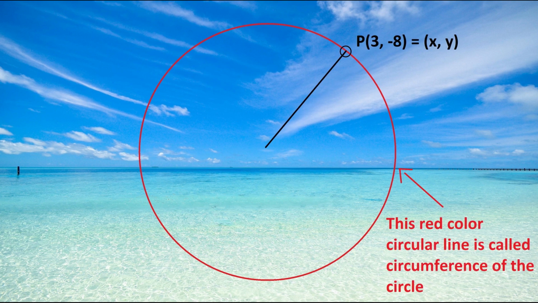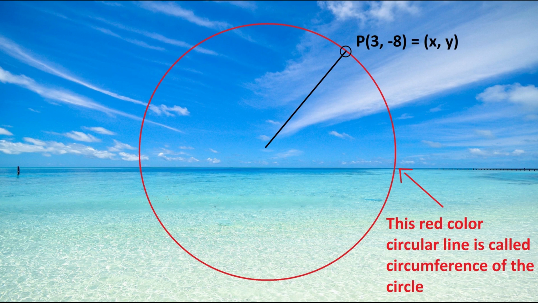Now we come to see a particular point P on a circle. You can see that point P, let's suppose it's 3 and minus 8. 3 represents the value of x, and minus 8 represents the value of y. So this is the point.